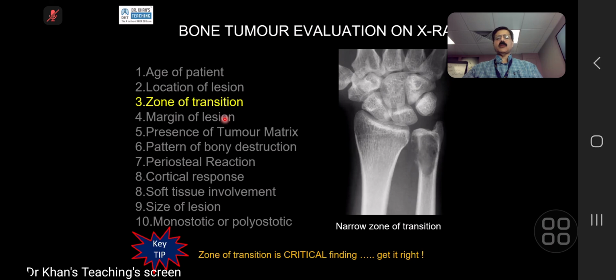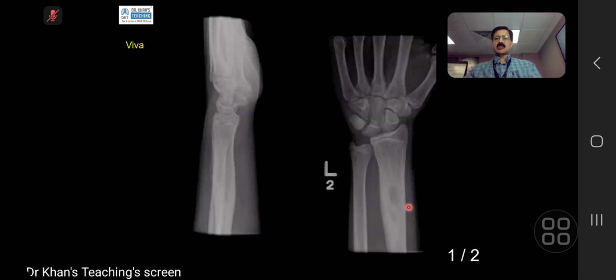Zone of transition by definition means transition from abnormal to normal bone. Narrow zone of transition means benign lesions. And this is an example of a narrow zone of transition where you can see a crisp and sharp outline, normal bone, abnormal bone. But in our case, look at the zone of transition. There is something abnormal here, but all of this looks abnormal. All of this looks abnormal. So you're not very sure where is the normal and where it becomes abnormal. And the candidate did very well.